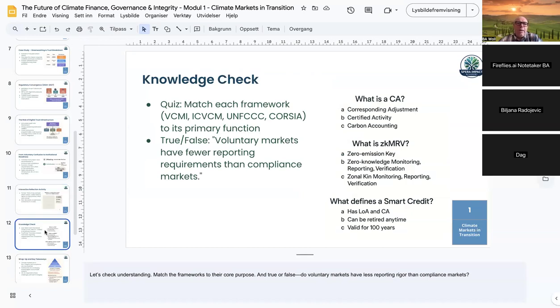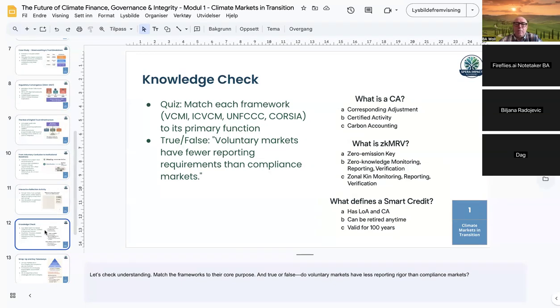So we have this knowledge check, with a little quiz. What is a CA? That is the corresponding adjustment. It's not certified activity. It's not carbon accounting. Then what is ZK MRV? It's not zero emission key. It's the zero knowledge monitoring, reporting, and verification.